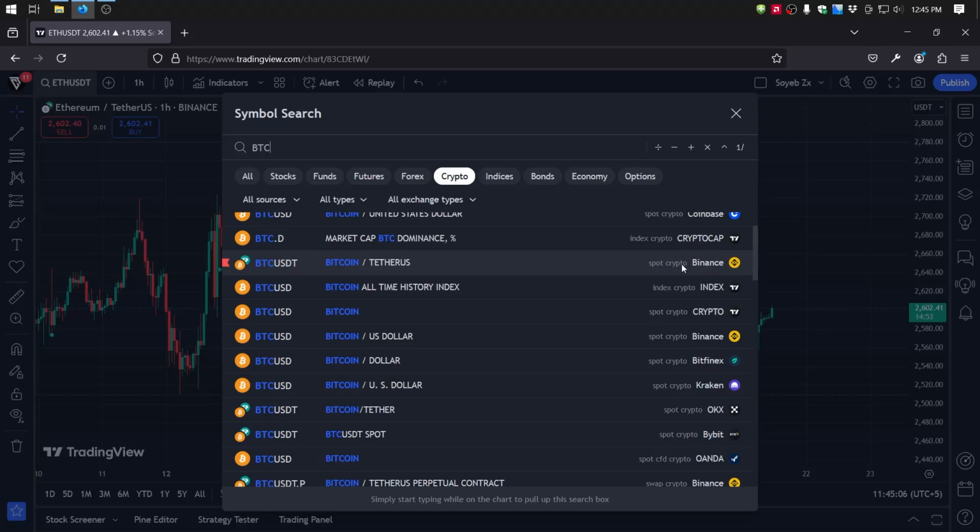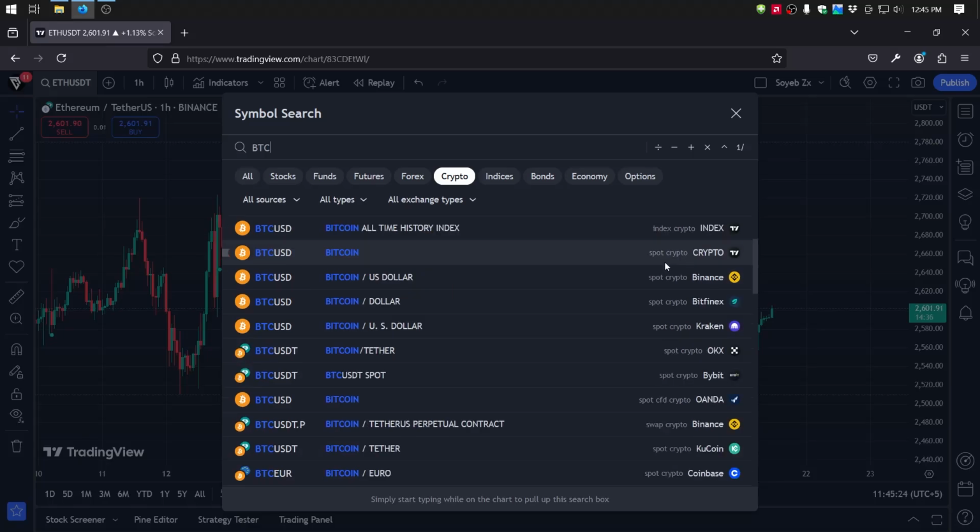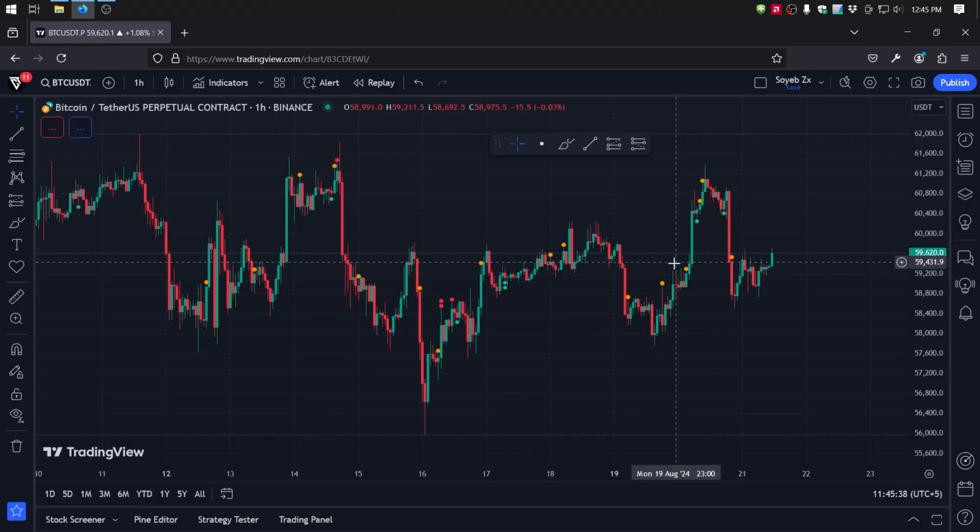So I want to use this strategy for futures trading because futures trading has an option to use leverage. So you can see this one is the BTC USDT perpetual contract. This chart is for futures. So I simply click to change the asset.